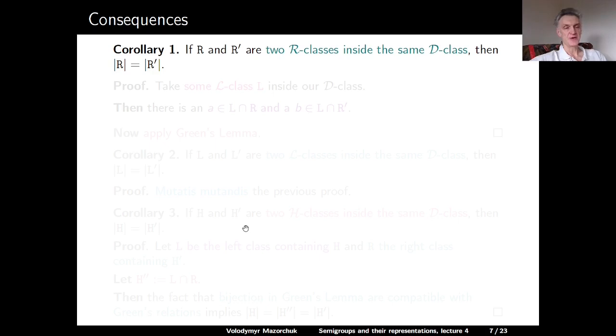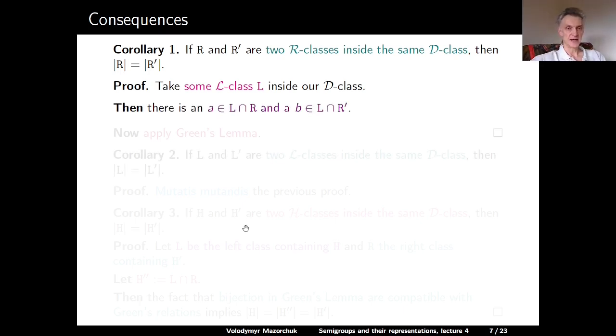Corollary 1. If R and R prime are two right classes inside the same D class, then the cardinality of R is equal to the cardinality of R prime. Proof: let us take some L class L inside our D class. Then there is an element A in the intersection of L and R, and there is an element B in the intersection of L and R prime. Both intersections are non-empty. But now we can apply Green's lemma to these A and B and get that there is a bijection between the right class of A, which is R, and the right class of B, which is R prime. And this proves our corollary.